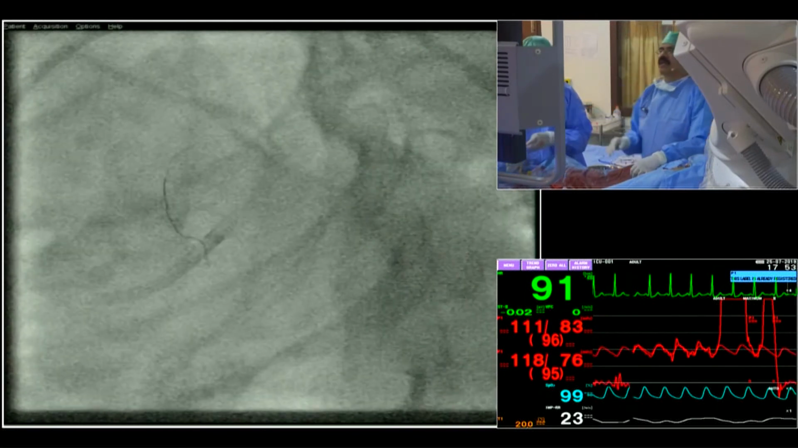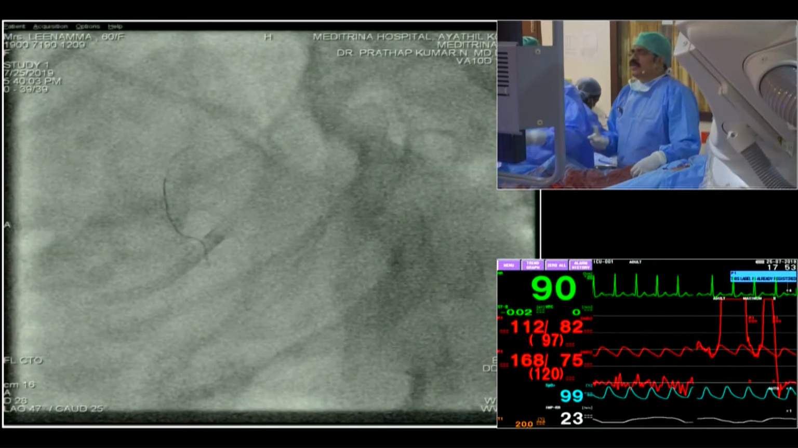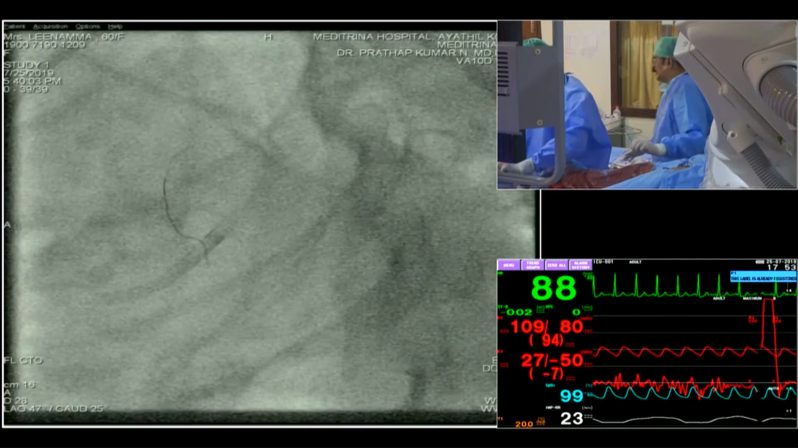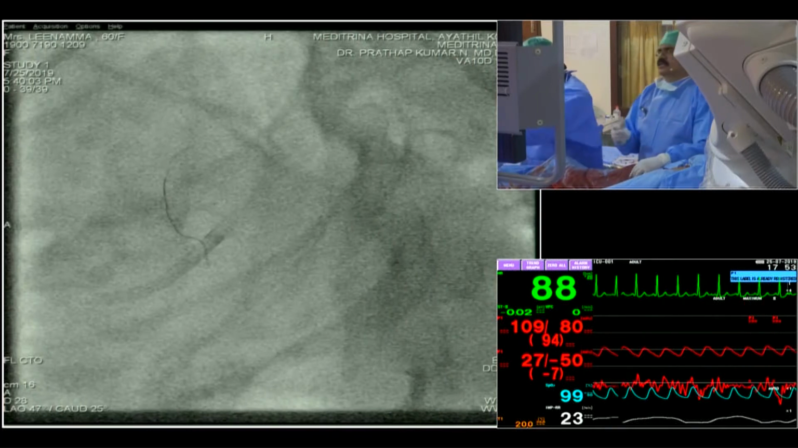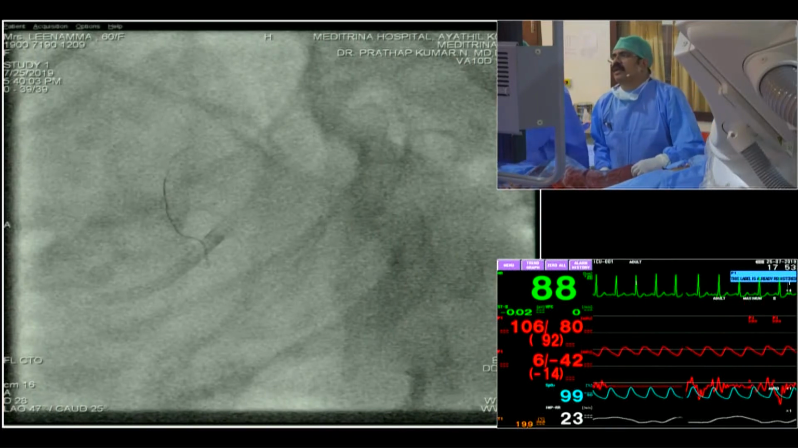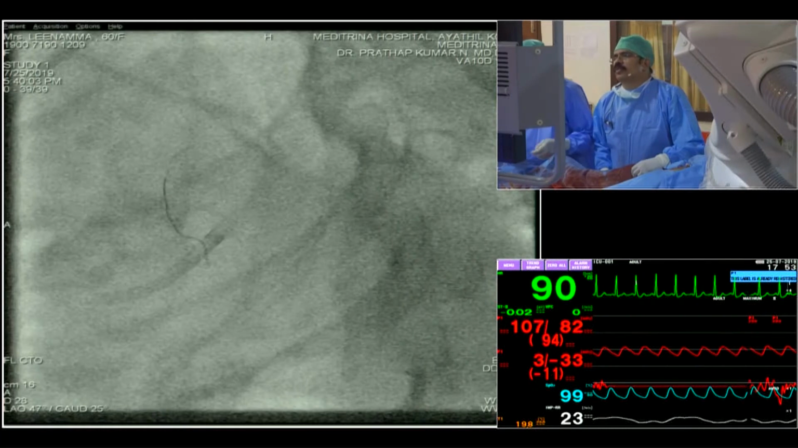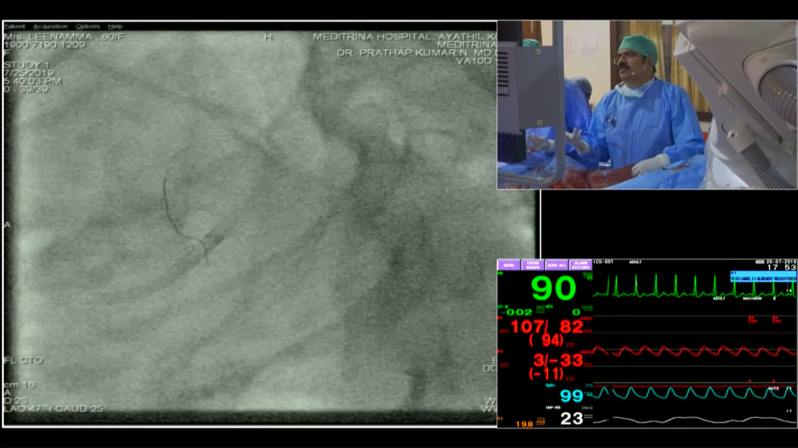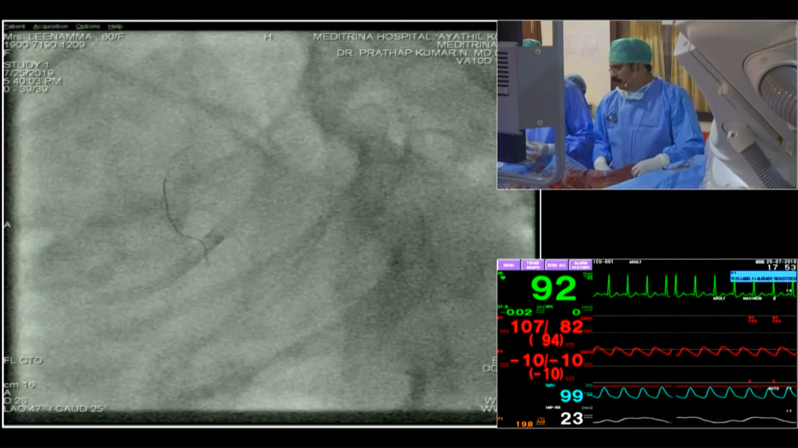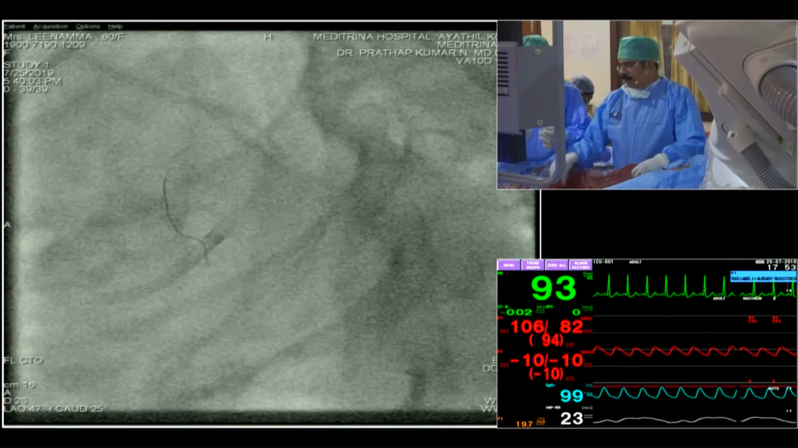I just put a wire into the circumflex and then we can do an IVUS and see what the size of the LAD is. Probably the circumflex is looking like 3.5. The LAD looks like 2.5 angiographically. I think it will be 2.75, 3 minimum. What do you think?